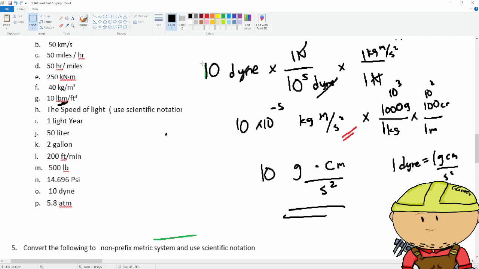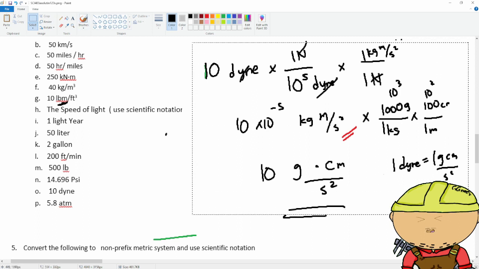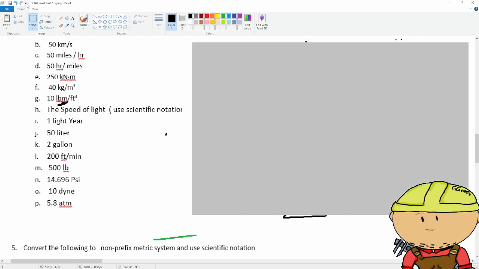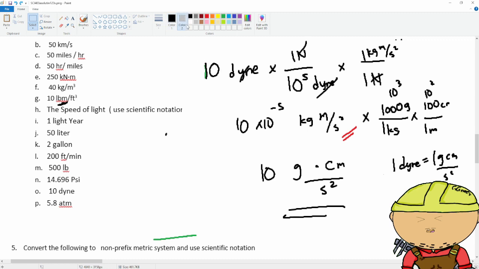Right? Okay? Do you guys get it? Do you guys get why 10 dyne has become 10 gram centimeter per second squared? Because 1 dyne is equal to gram centimeter per second squared. Okay, let's continue. Oh, I used the wrong one. Oh, wait. I have a different background.